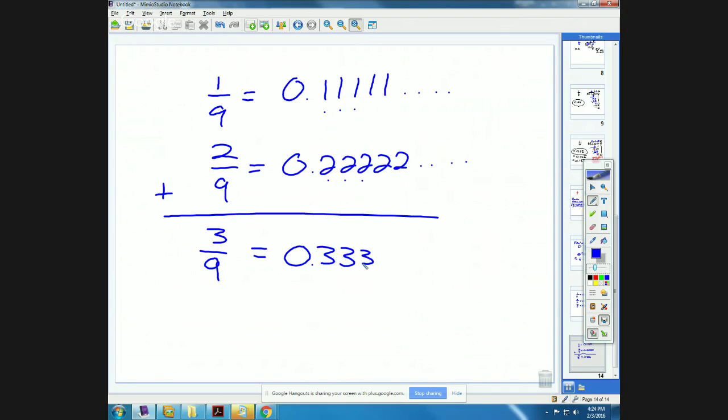Do you see I can add infinitely long decimals together as long as I can see their pattern? So I'm pretty sure that this is going to be 0.33333. It is. Does that make kind of sense? 1/9 is 1s repeating, 2/9 is 2s repeating, 3/9 is 3s repeating. It's kind of cute. What would 7/9 be? 7s repeating. Okay. All right.